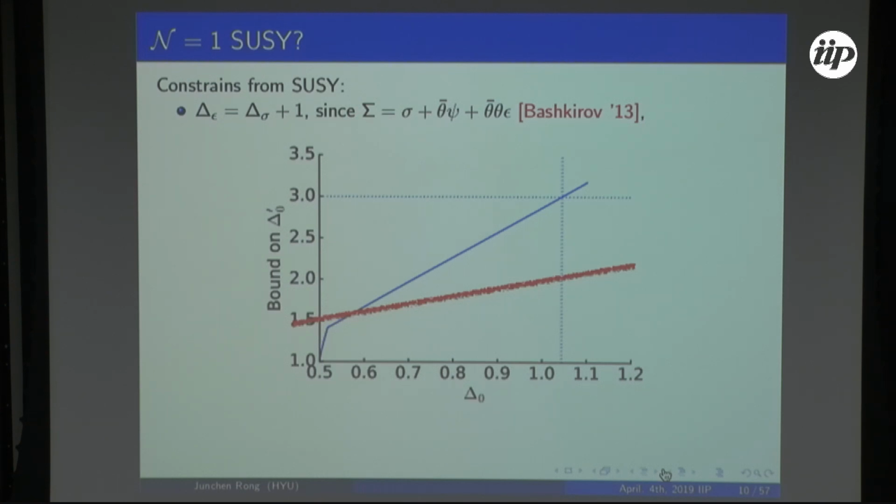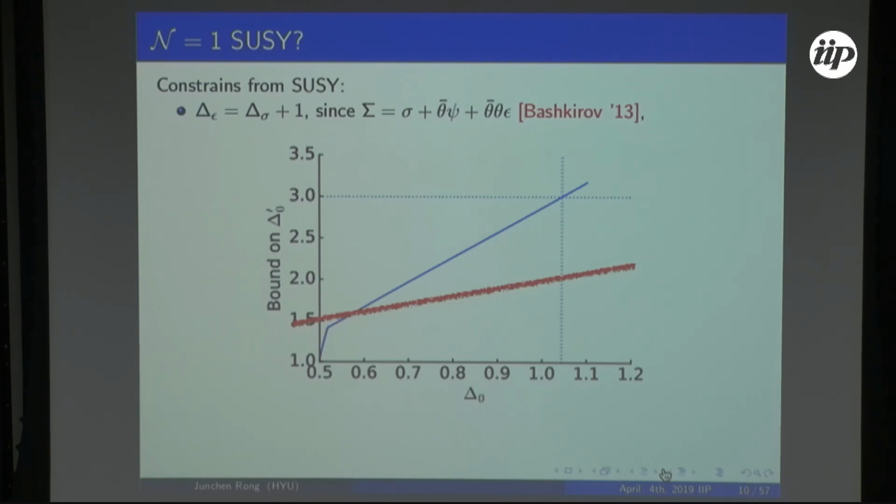For example, I'm going to start with this theory, which has W equal to sigma cubed. This is the Wess-Zumino model. In that theory, the leading operator sigma can be written in terms of sigma, theta-bar psi, and theta-bar theta epsilon. They are related to each other by supersymmetry, this sigma and epsilon.